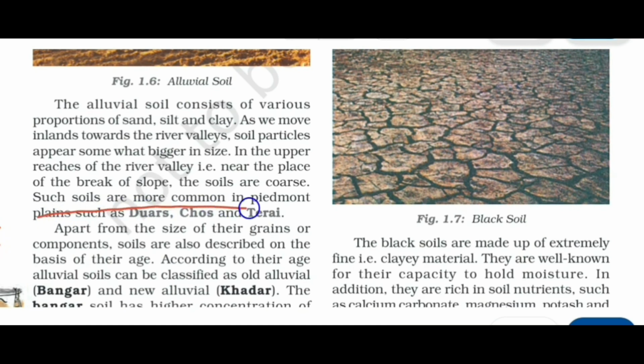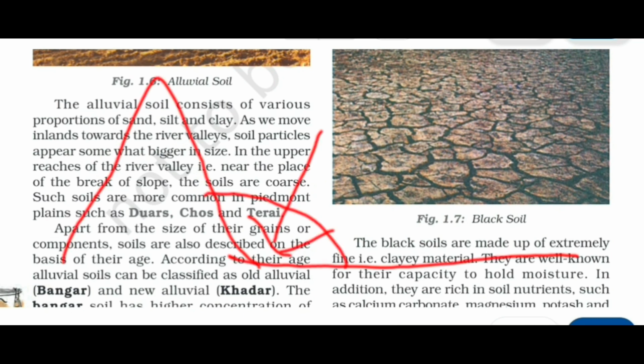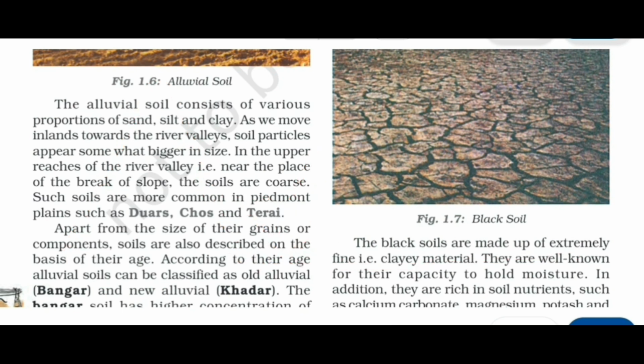Such soils are more common in the pediment plains such as Bhabar, Choes, Tarai. Now first you need to understand what a pediment plain is. Do you know, can anyone tell me what a pediment plain is? Actually, it is where the mountain slope meets the plain. This is your pediment plain. Now, which is your pediment plain? The foothills, where the hills are meeting the plains. Exactly at the foothill, that part is known as pediment plain.